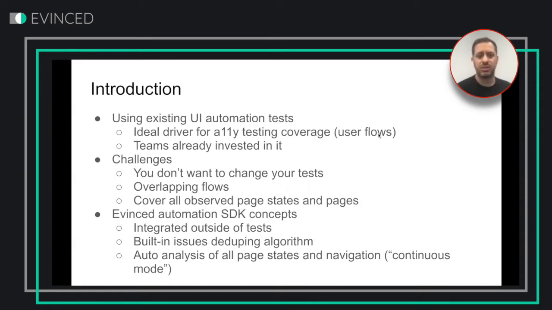This is because automation tests usually check user flows. And as we saw with the flow analyzer, user flows can give you very good test coverage of your application or website. Now, trying to do that, you will encounter several challenges. First of all, you don't want to change your existing tests. Your existing tests are focused on functional testing, testing user flows and making sure functionality is working as expected.